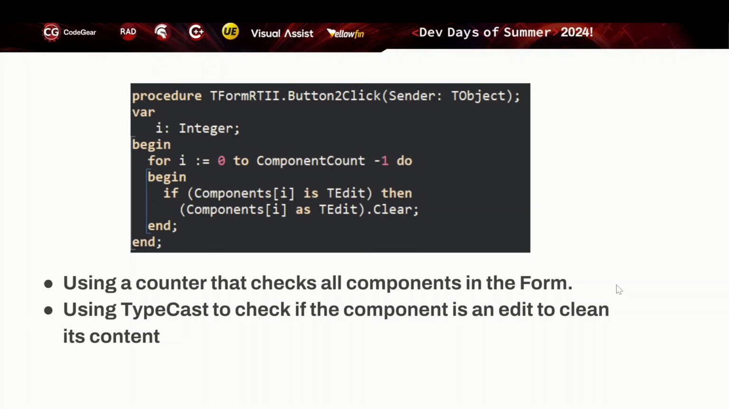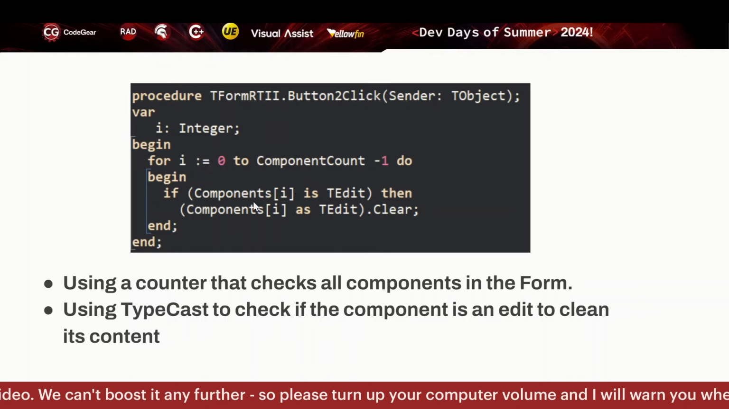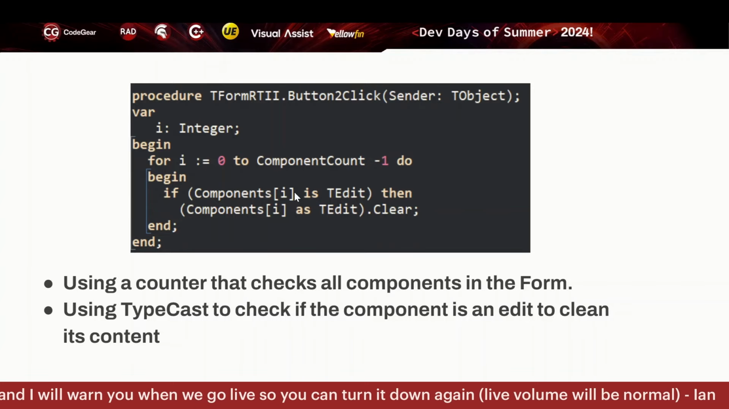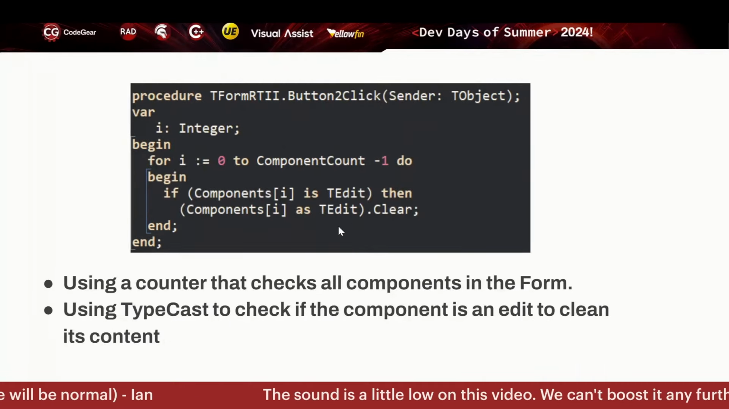In this example, I'm using a counter that checks all components in the form. The counter is ComponentCount, and we're going to do a loop using typecast to check if the component is an edit, to clear its content. Again, I see this type of code in many projects. It is very common. To be honest, it's very common and very useful, because imagine if you have a lot of edits on a form, on a screen. Instead of clearing edit one, then edit two, we can clear all the edits in the form using RTTI. If you have already seen this type of code, know that it is using RTTI.